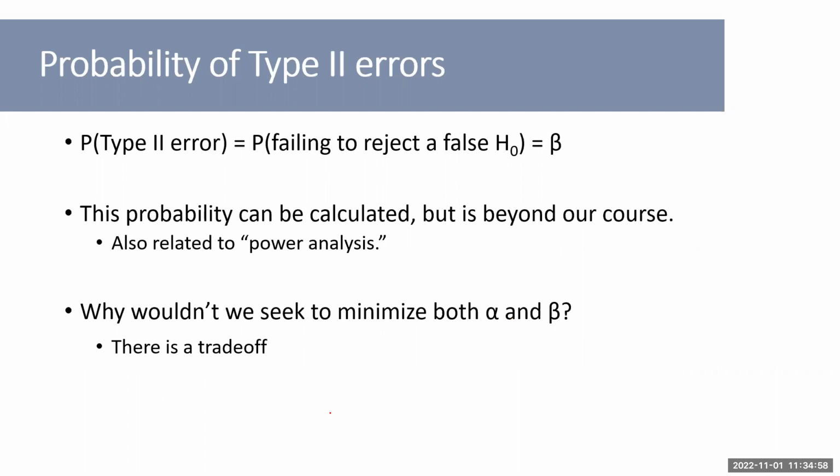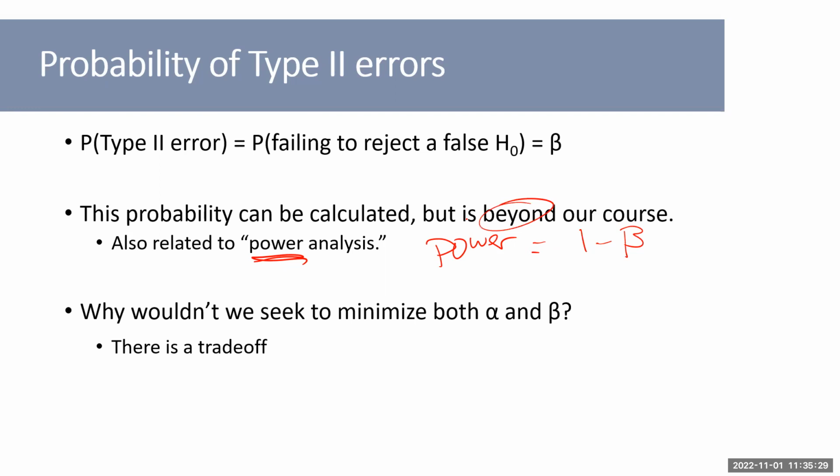Now, the probability of a type 2 error is called beta, okay? And that means that we fail to reject, but we should not have. We can calculate this probability, but we have to make some assumptions, and it is beyond our course. But if you're reading and you see something talking about the power of hypothesis testing, it is very much related to beta. Just for your information, if you're curious, power is 1 minus beta. And that is going to go beyond our course.